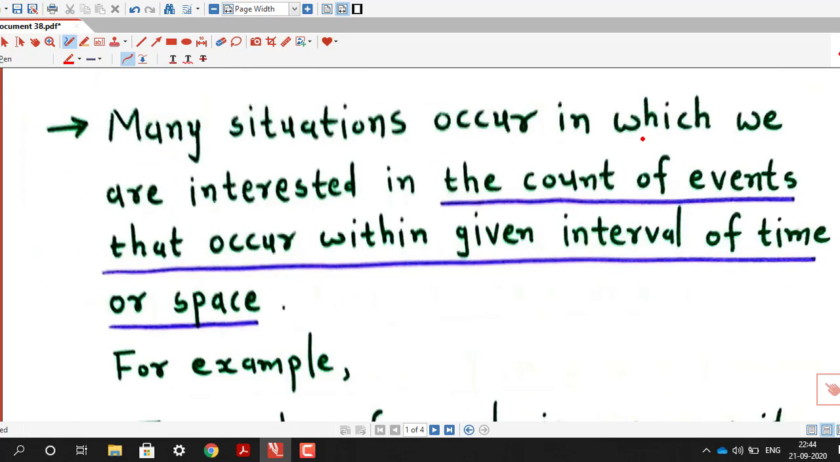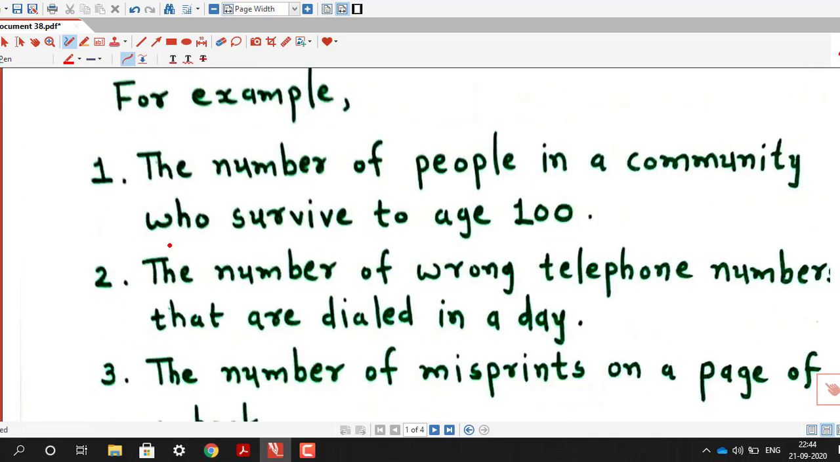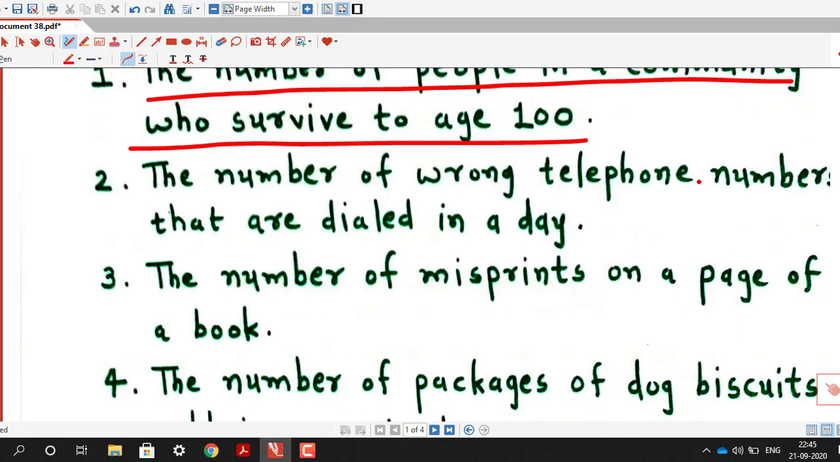So many situations occur in which we are interested in the count of events that occur within a given interval of time or space. For example, the number of people in a community who survive to age 100. The number of wrong telephone numbers that are dialed in a day. So here we are interested in how many wrong telephone numbers are dialed in a day. So this is the number of events in an interval of time.